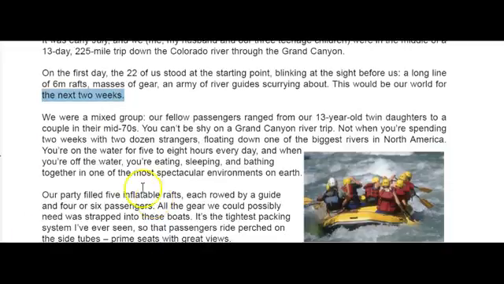In addition, we learn that she's going to be part of a mixed group, the youngest being 13-year-old twin daughters, which were Elizabeth's daughters, and a couple in their mid-70s. And this suggests that people will have to be tolerant of each other and work together. As she writes, you can't be shy on a Grand Canyon River trip.